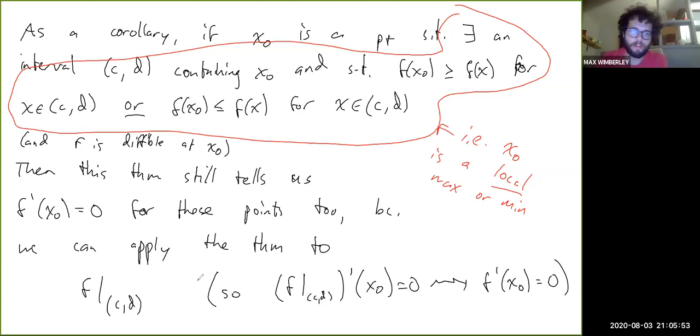Anyway, so you can deal with local maxima and minima using this theorem as well, even though it's only phrased in terms of global max or min.